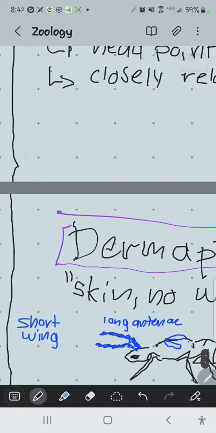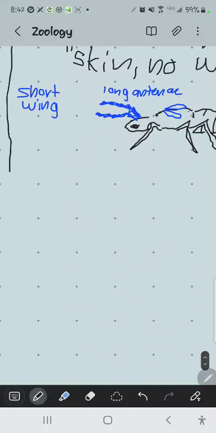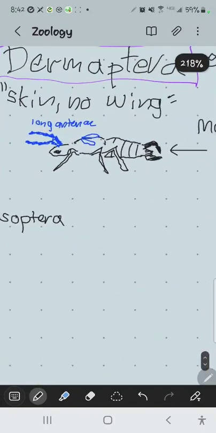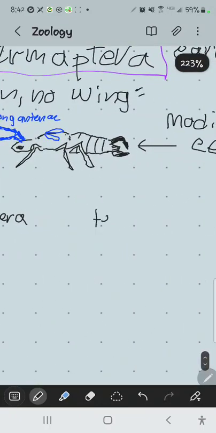Okay, and our last little group of insects that are kind of cricket-like is the Isoptera. And these are the termites. Let me go ahead and paste this out here. Termites.